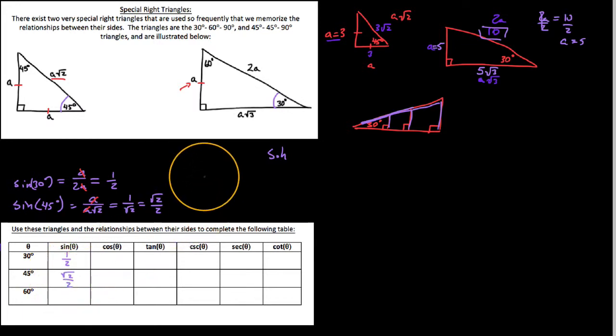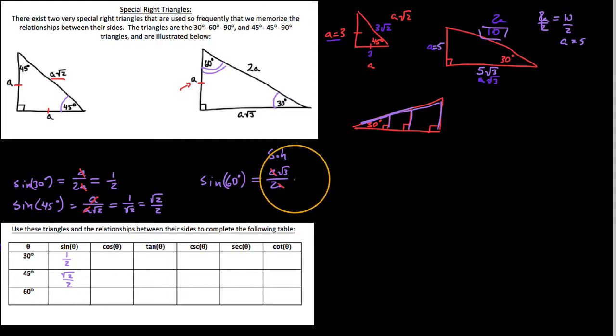Now the sine of 60. I want to find the sine of 60 degrees, which means we're actually going to have to look at this upper angle up here in this triangle. And we say that opposite over hypotenuse length here would be a root 3 over 2a. So we get a times the square root of 3 over 2 times a, where our a's cancel out, and we're just left with root 3 over 2.